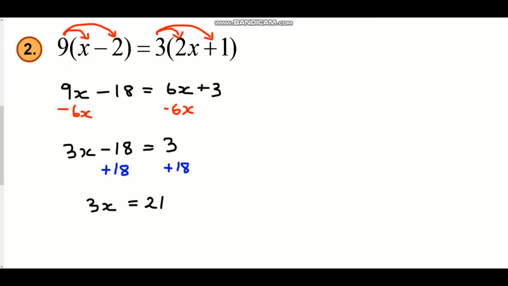Final step here, if I've got 3x's and I want 1x, I'm going to divide by 3 on both sides of the equation. Again, on both sides to keep it balanced, we always have to do things on both sides of the equal sign, and we get x is equal to 7 as a final answer.